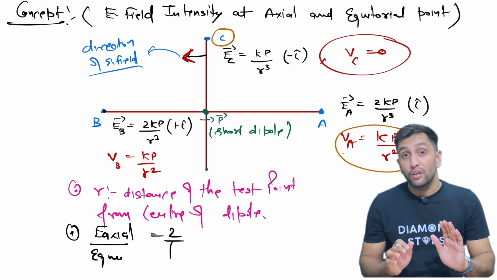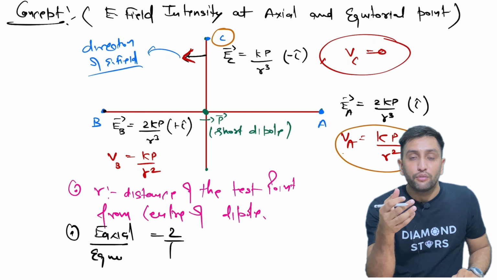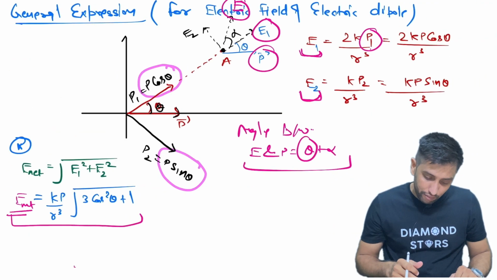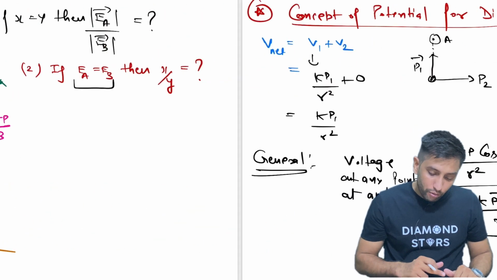And when you find out the general expression for this, you will be discussing it in the next video, that is kp cos theta by r square. Let me see, have I written here or not? Okay, so this was a numerical here.